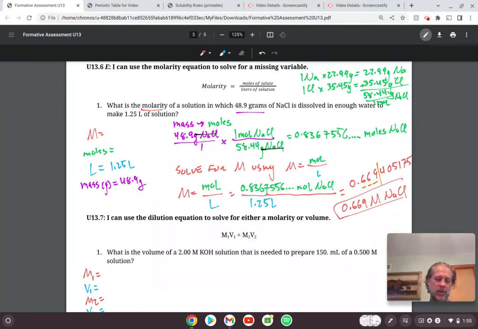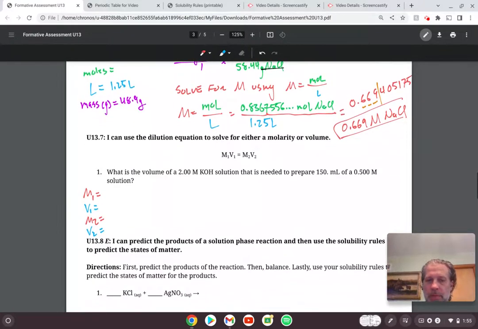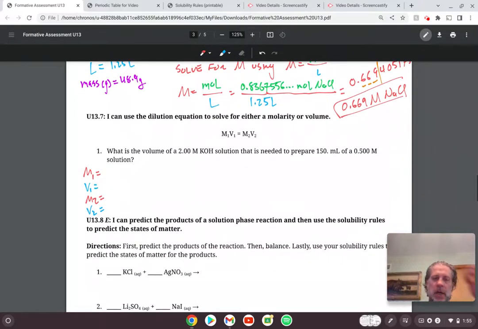The next thing that I'm going to do is look at my dilution equation. And my dilution equation is M1V1 equals M2V2. So I'm going to go ahead and identify those variables here. So it says, what is the volume of 2 molar KOH that is needed to prepare 150 milliliters of 0.5 molar solution.